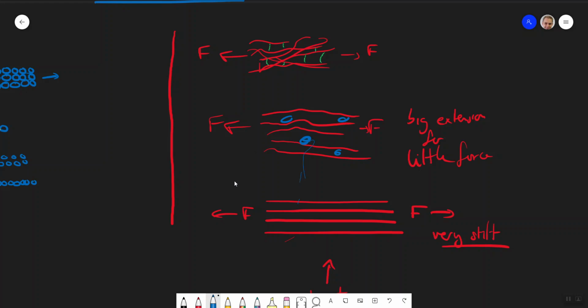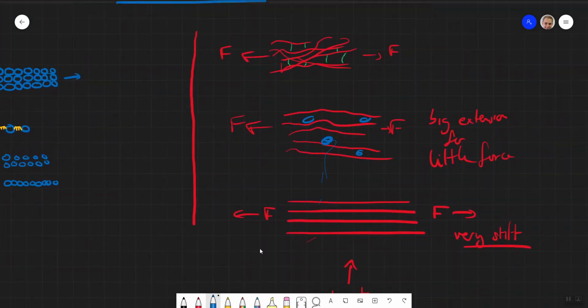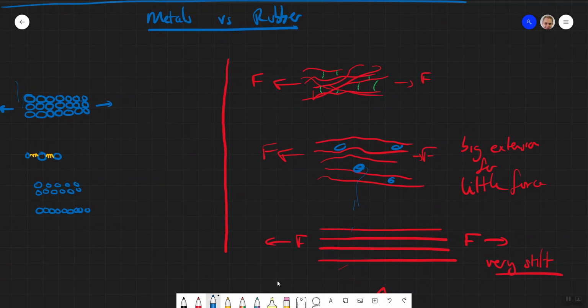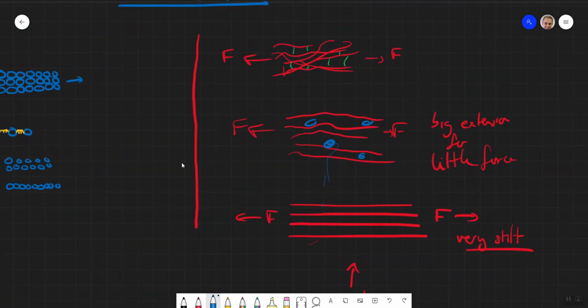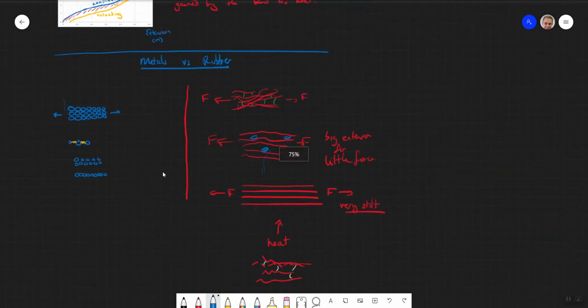So that's how rubber behaves, and that's just a little bit of extra info on the differences between rubber and metals and why we get slightly different shapes of curves.